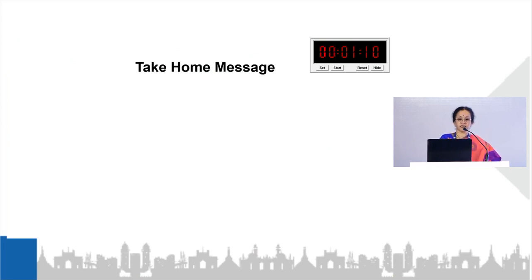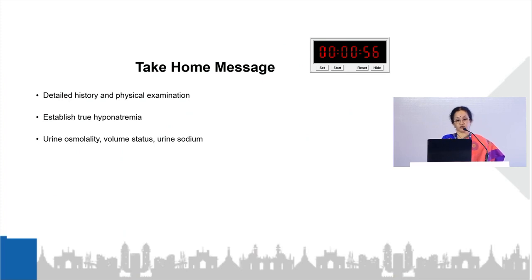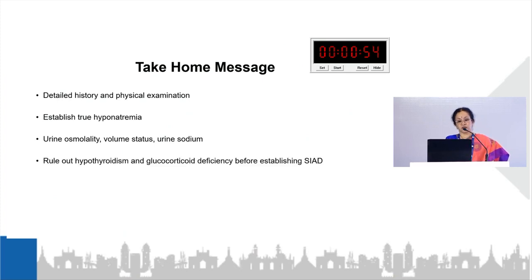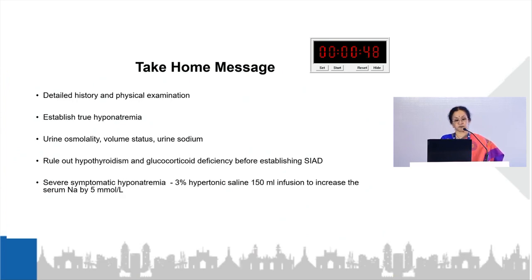Now this is my last slide. So the take home message is history and physical examination are important to know the etiology of hyponatremia. Establish true hyponatremia. Look at urine osmolality, volume status and urine sodium. Rule out hypothyroidism and glucocorticoid deficiency before establishing CIAD. And severe symptomatic hyponatremia is an emergency, needs to be treated with 3% hypertonic saline 150 ml infusion to increase the sodium by at least 5 millimoles per liter. Chronic hyponatremia, use cause-specific therapies.